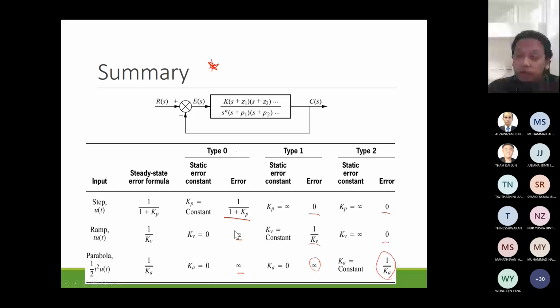Okay, so here you know that for type 0, you can use step input to produce a bit of error. If you use ramp or parabolic input, then the error will be very large, okay, infinity. So for type 1, you can use step input so that the error becomes 0. So for type 2 as well, you can use step or ramp input to produce 0 error. Okay, so you know from here how to avoid infinity error, just based on the type of system and the type of input that you want to use.